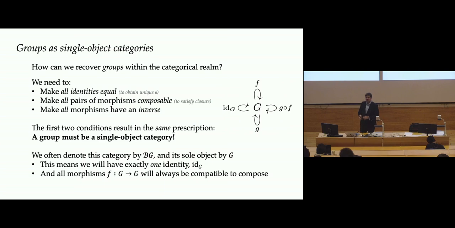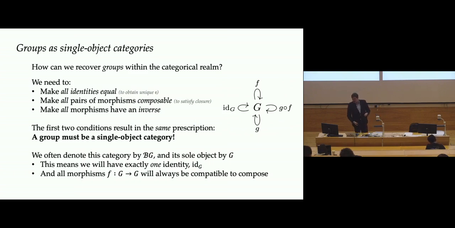And actually, the same property allows all pairs of morphisms to compose, because if all morphisms are object to object, then their composition must always exist, right? So the first two conditions actually resolve to exactly the same shape. And we often denote this category using the notation BG, and G is its sole object. So this ensures we'll have exactly one identity, and all morphisms from G to G will be compatible to compose.